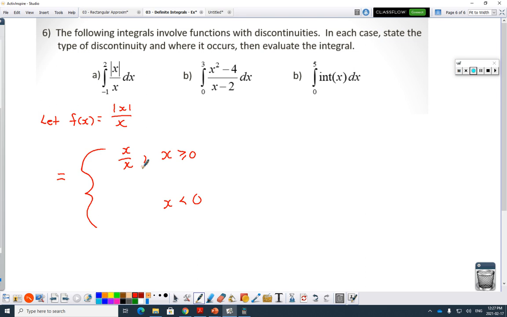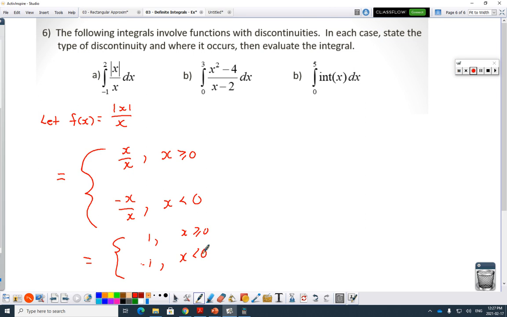What's our way of handling that? We go, oh, take your x and change its sign by multiplying by negative. So I get this as my function when the x values are less than 0. That's all this is saying: if you've got a negative x value, change its sign. So I get as my function here, this function is 1 for x greater than or equal to 0, and it's negative 1 for x less than 0.